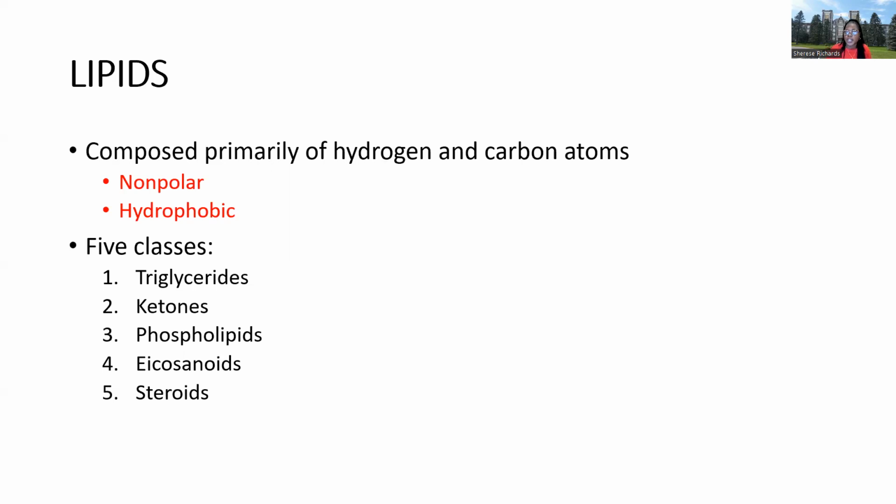Lipids, on the other hand, are considered non-polar. They don't have a lot of oxygen, so they don't have that ability for partial distribution of the charge. Lipids are what we consider to be charge neutral. So there is an even distribution of charge around the molecule. It's not partial. And so what that means is that lipids are non-polar. They're hydrophobic, they're afraid of water.